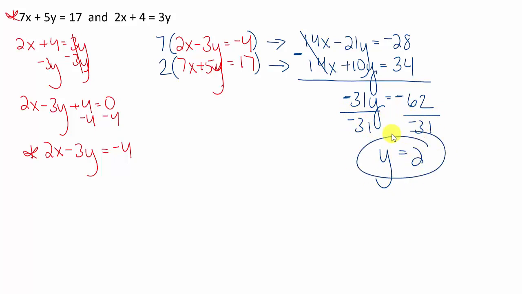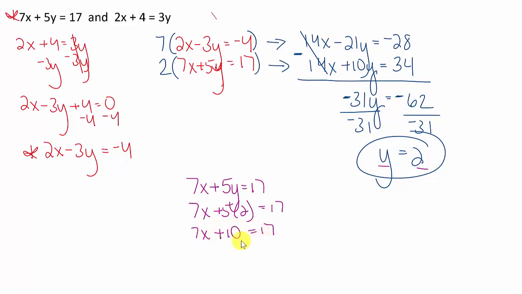Okay, so now we've solved for y in this case. We do have to go back and we have to solve for x. So I'm going to take y equals 2 and I'm going to plug it into either equation. It doesn't matter which one. So 7x plus 5y equals 17. And then I'm going to replace the y with 2 because we know already that y is 2. We solved that over here. So 7x, 5 times 2 is 10, equals 17. Move my 10. 7x equals 7. Divide by 7, and x equals 1.